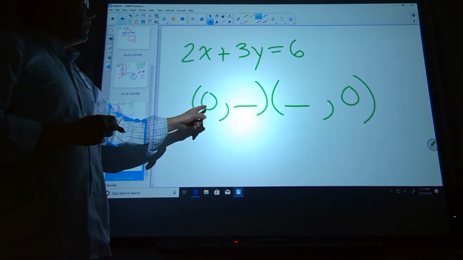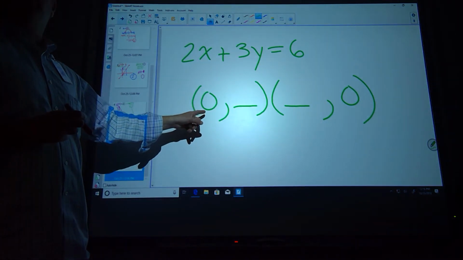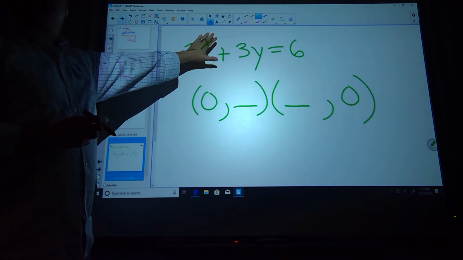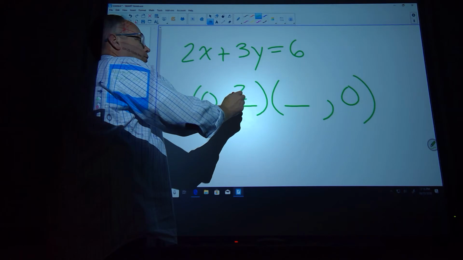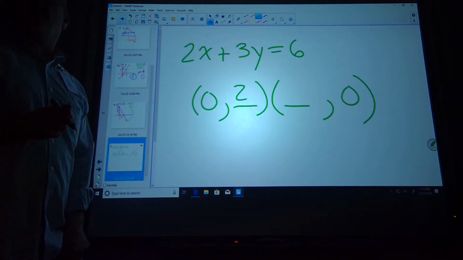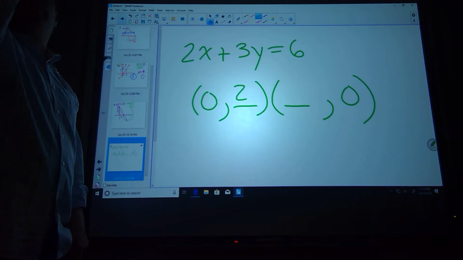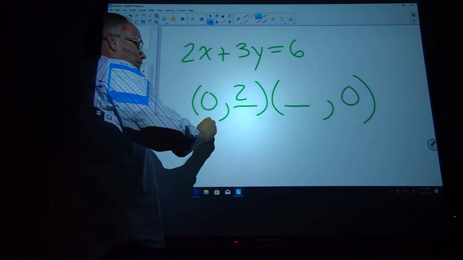Okay. What value is that? X or Y? That's X. Cover it up. 3y equals 6. So what's y equal to? 2. (0, 2) is the Y-intercept. Think about it. Graph it. Yep, it's the Y-intercept.